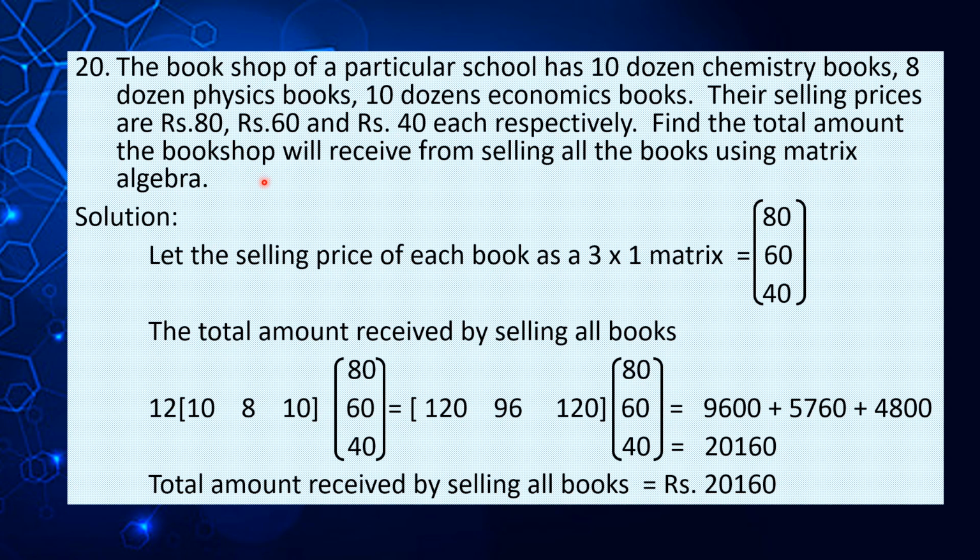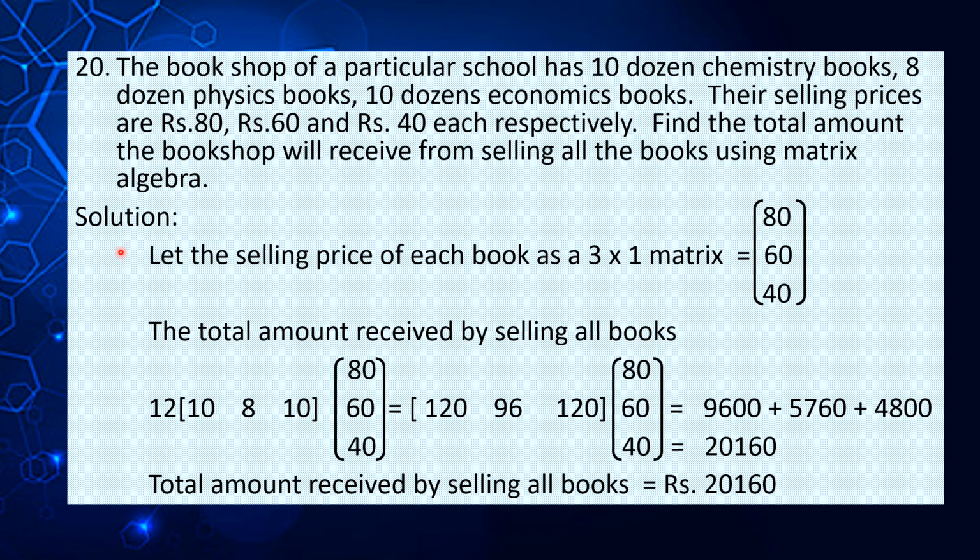So the question here gives there are 10 dozen of chemistry books, 8 dozen of physics books and 10 dozen of economics books in a particular shop, and each of them is sold at a particular price, that is 80, 60 and 40 respectively. What we have to find is the total amount the bookshop will receive after selling out all these books, and we have to find it using matrix algebra.